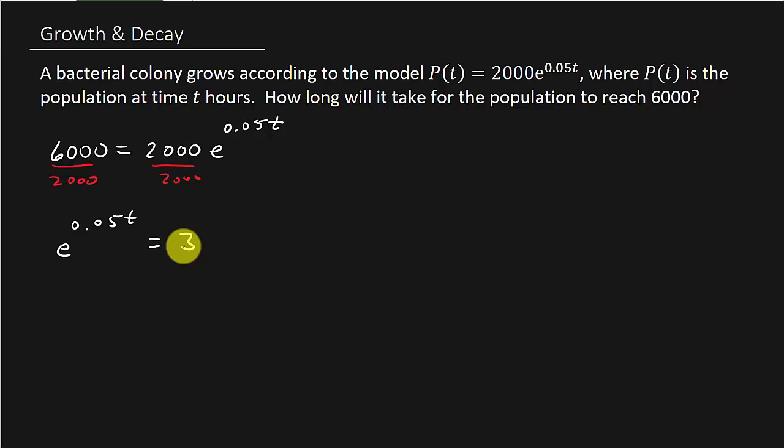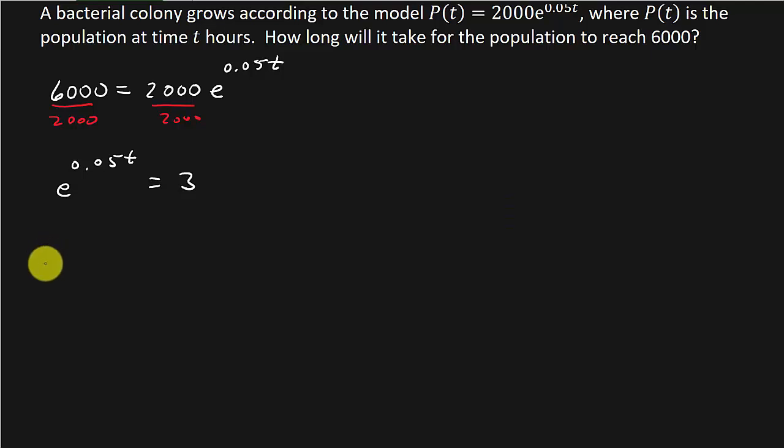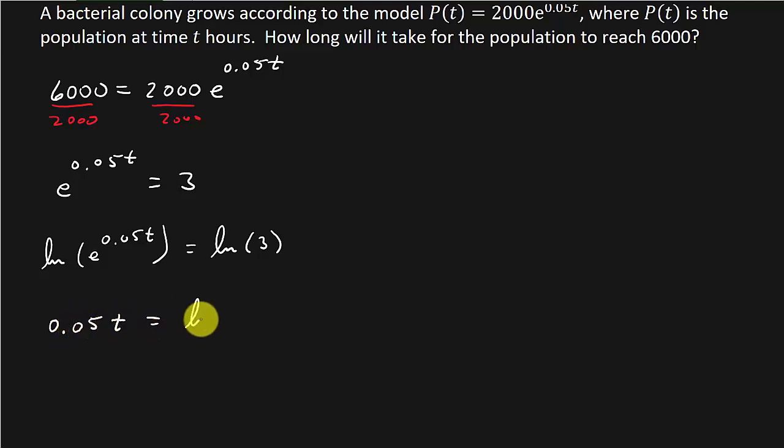So all this is just solving an exponential equation. So to do that, we'll take the natural log of both sides. That equals the natural log of 3. And so the left-hand side becomes 0.05 t equals natural log 3.